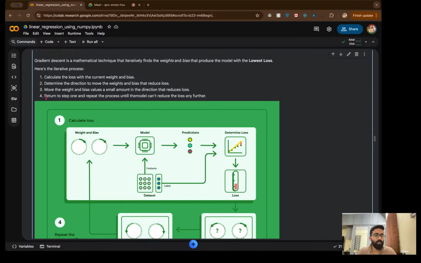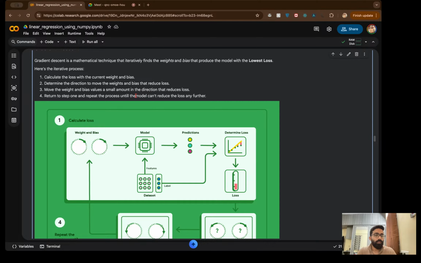And the fourth step is return to step 1. Again it will go to step 1. Now we have the values of W and B. It has moved towards the direction to reduce the loss. Now it will go to the first step, and again it will do the same thing until the model can't reduce the loss.